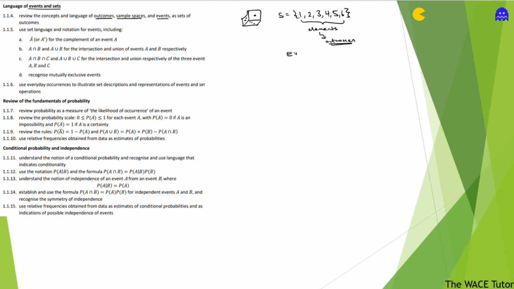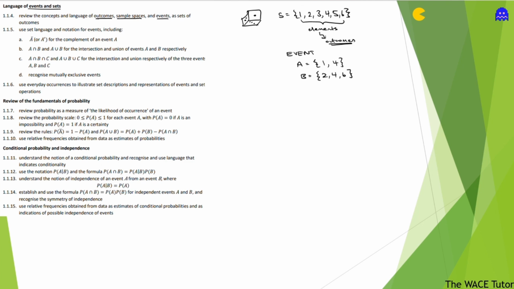An event is a collection of outcomes. For example, we can refer to an event A as the event that we roll either a 1 or a 4, or B as the event that we roll an even number. Okay? So now we've come to a definition of outcomes, sample spaces, and events.